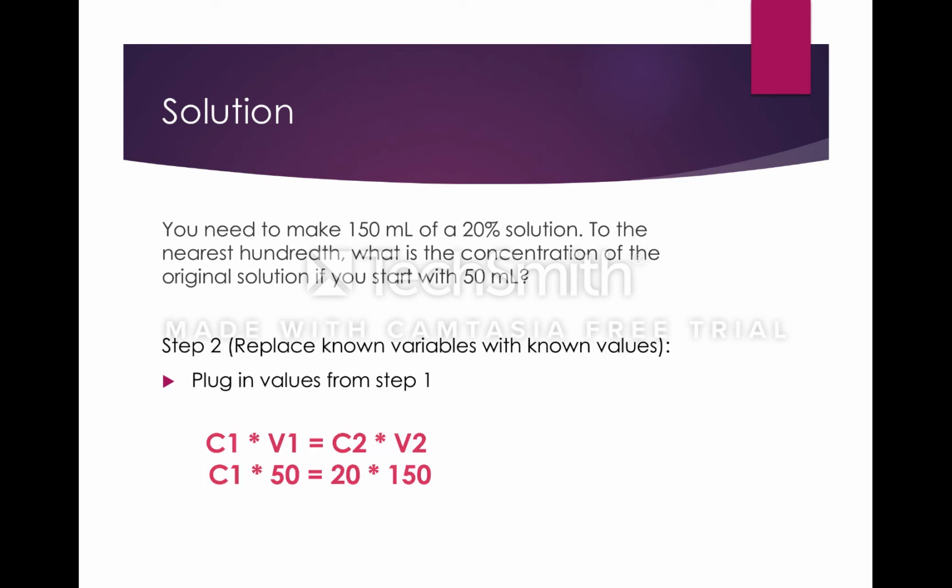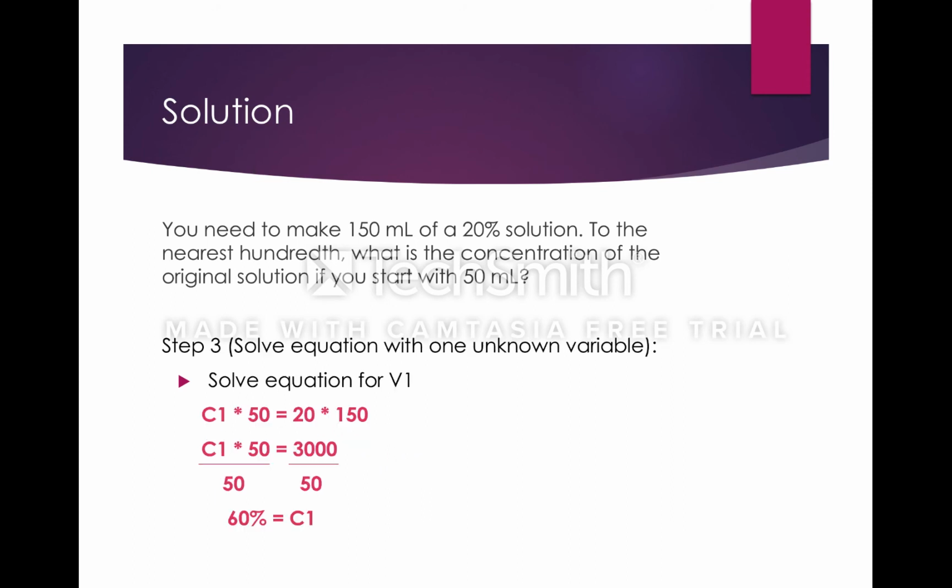Step 2, replacing those known variables with known values. C1, remaining that variable, 50 in for V1, 20 in for C2, and 150 in for V2. Finally, we can solve our equation. 20 times 150 gets us a product of 3,000. Divide both sides by 50 to isolate that variable, and we get a final answer of 60%.